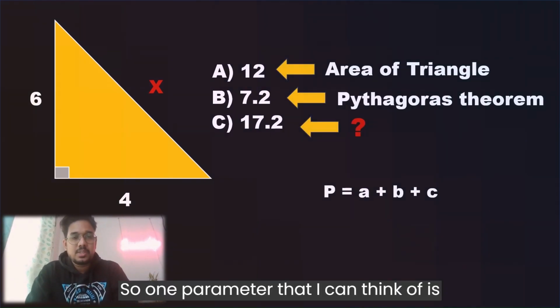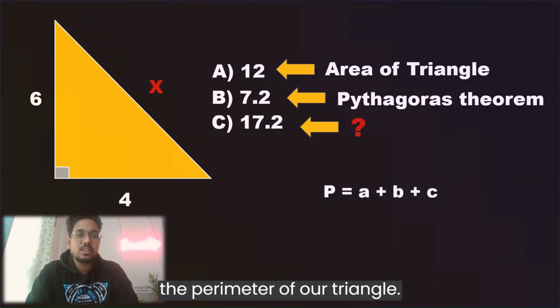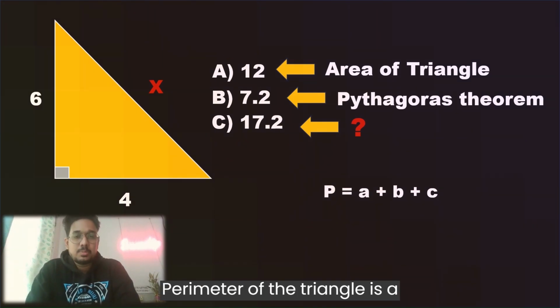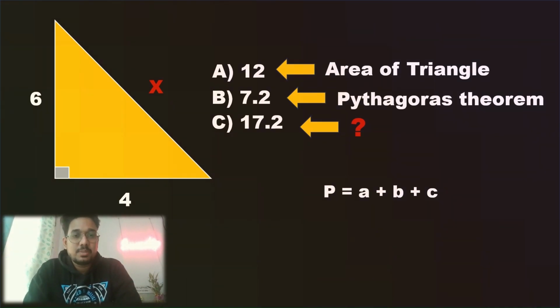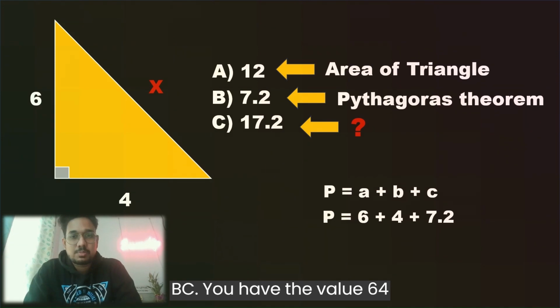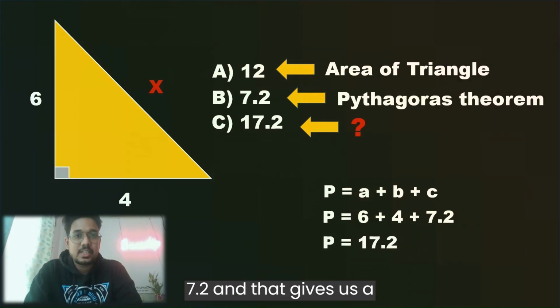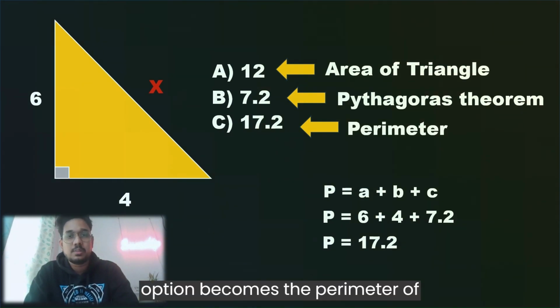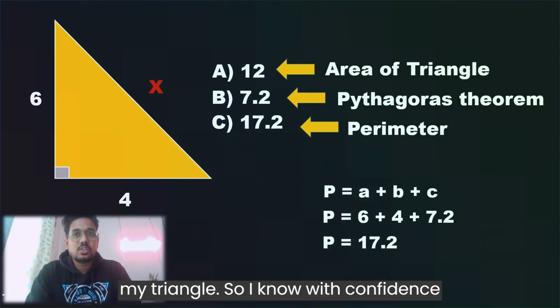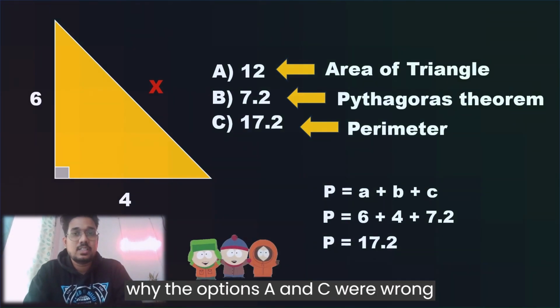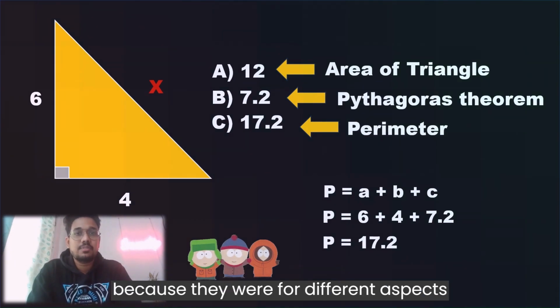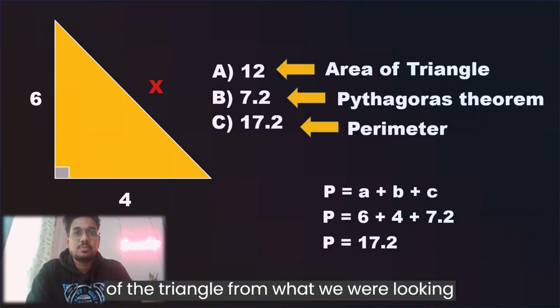So one parameter that I can think of is the perimeter of our triangle. Perimeter of the triangle is A plus B plus C. We have the value 6 plus 4 and what we calculated earlier, that is 7.2, and that gives us 17.2. So the last option becomes the perimeter of my triangle. So I know with confidence why the options A and C were wrong, because they were for different aspects of the triangle from what we were looking for as an answer over here.